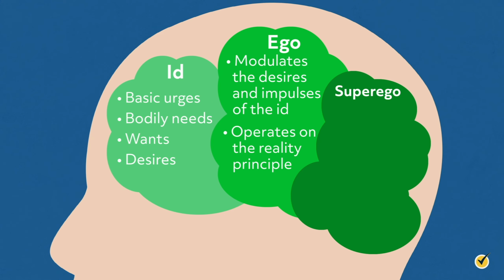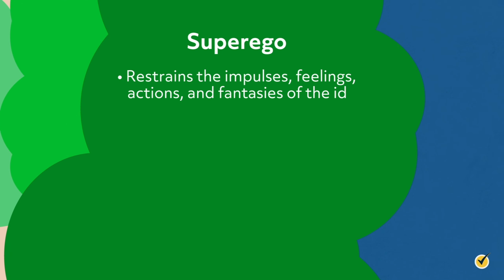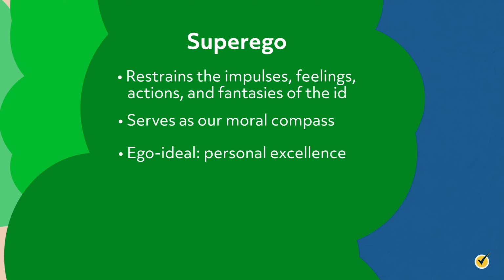This is the last agency to develop. Superego evolves from the id, emerging between 3 to 5 years of age, as family and societal ideals and values are internalized. It works to control or restrain the impulses, feelings, actions, and fantasies of the id. Partly working on a conscious level, the superego predominantly operates on the unconscious level. It operates on the morality principle, that is, it strives for perfection, regardless of reality. It serves as our moral compass. It is also comprised of two parts: the ego ideal, personal excellence, and the conscience, rules for behaviors.